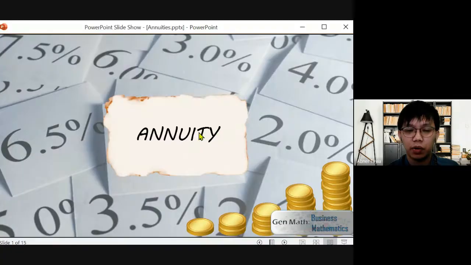Pero hindi kayo aware kung anong tawag natin dito. Ay, anong tawag natin doon sa process na yon. And it's called annuity. Okay. So for you to be given the idea, let's have here a scenario.